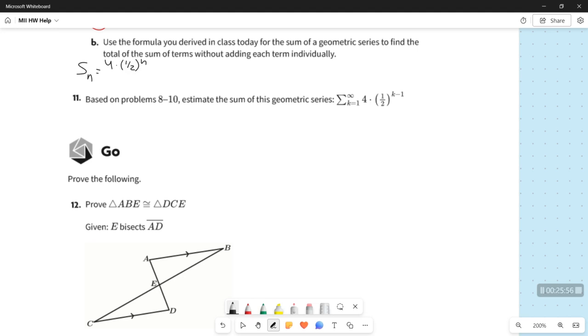We don't know what it is. We're intentionally leaving that sort of vague and undetermined. And then minus a, which again is 4, over 1/2 minus 1.